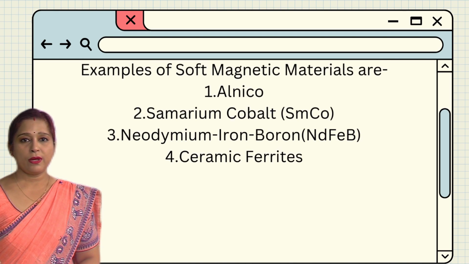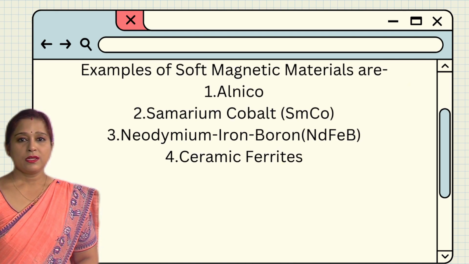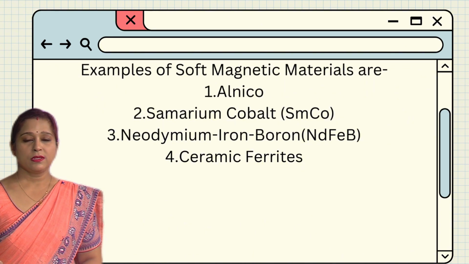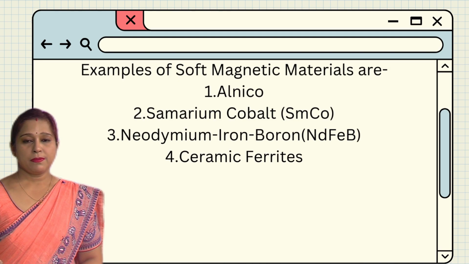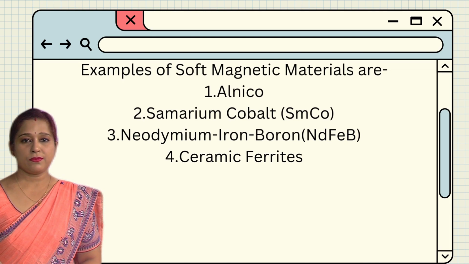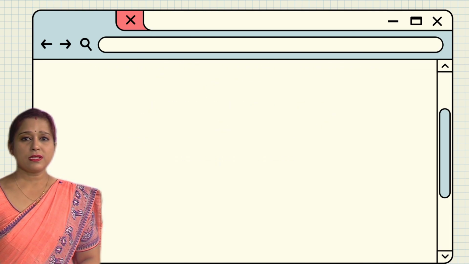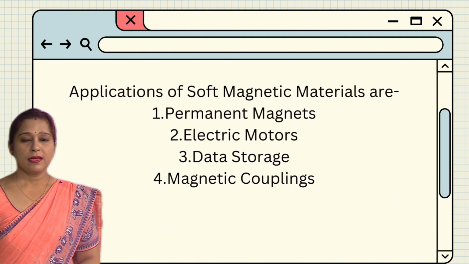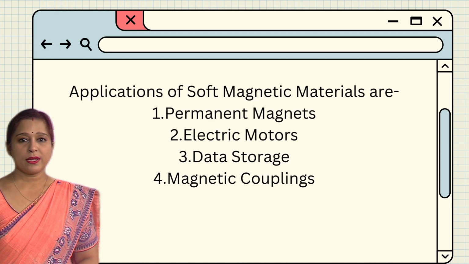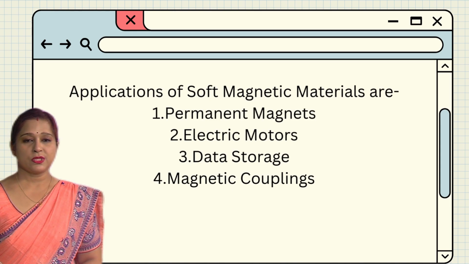Samarium cobalt alloy, neodymium iron boron alloy, ceramic ferrites. These are the examples of hard magnetic materials. These hard magnetic materials find application in permanent magnets, electric motors, data storage, magnetic coupling, etc.